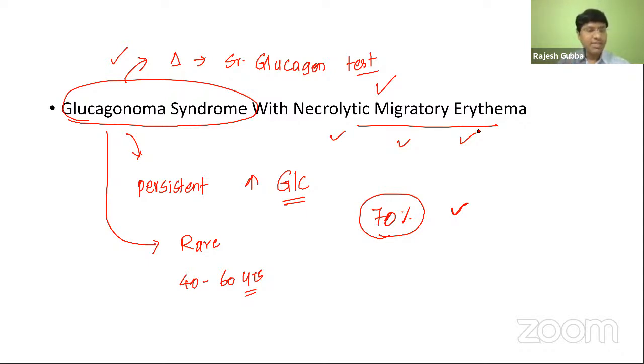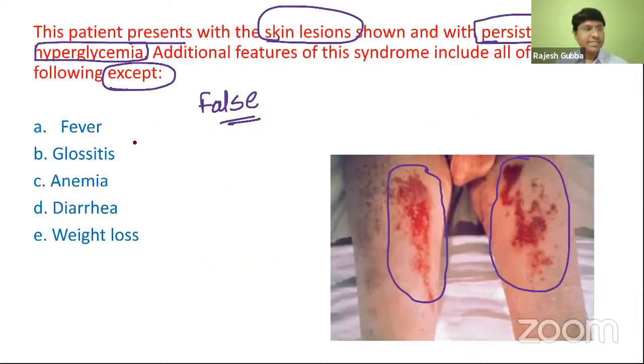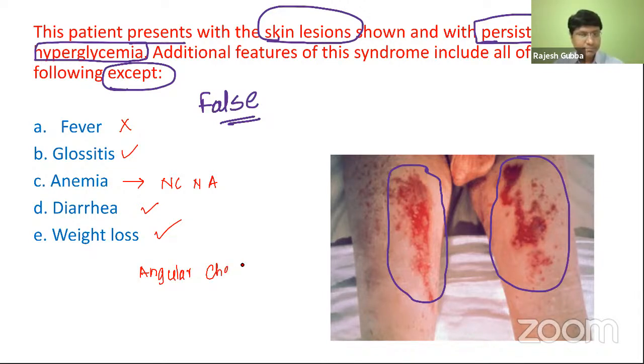Now in glucagonoma, what are the other features? The other features include the presence of glossitis, and they will have normocytic normochromic anemia. They will have diarrhea and they will also have weight loss. But they will not have any fever. In case of glucagonoma-induced necrolysis, they will not have fever. The other features are that they can have angular cheilitis.